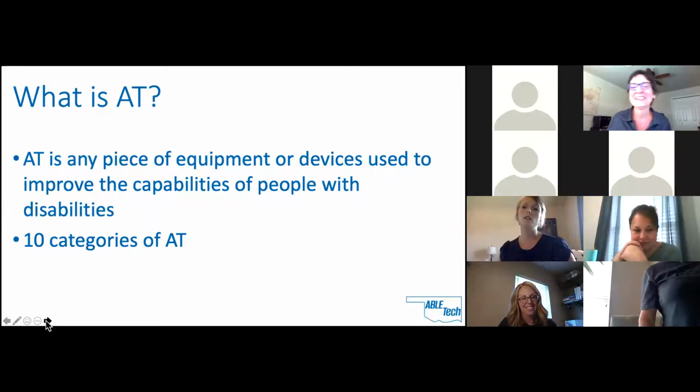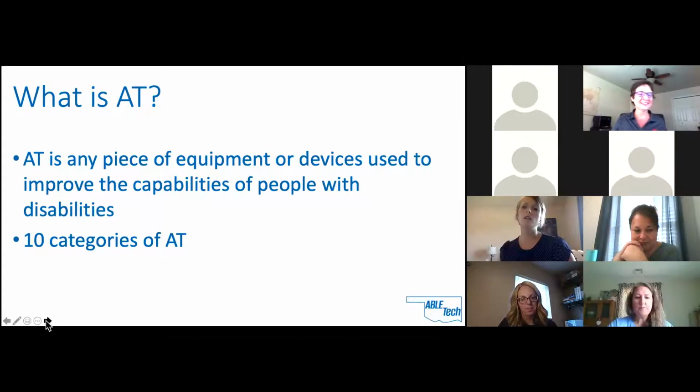So there's 10 categories of AT. There is vision, environmental adaptations, hearing, speech communication, seating and positioning, learning, cognition and development, recreation, computer access, and vehicle modifications. And vehicle modifications I haven't dabbed in too much, but I'm about to, so we'll see how that goes.